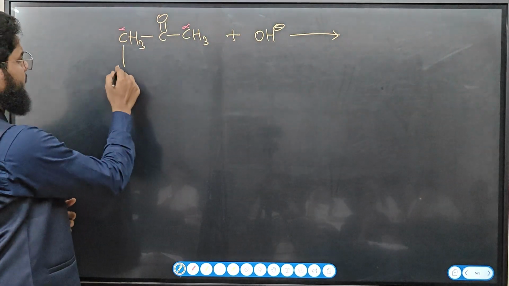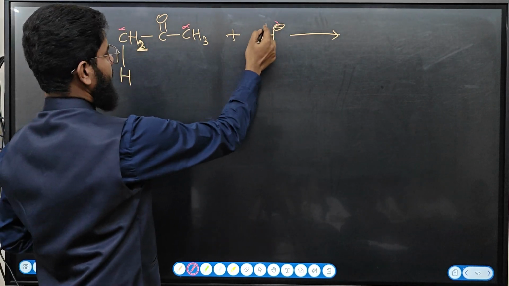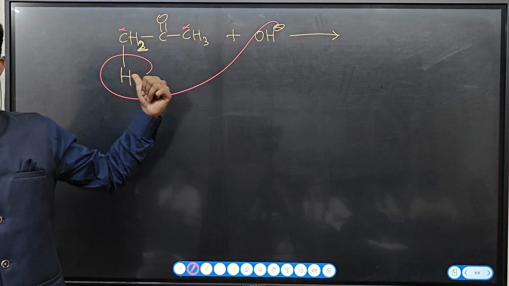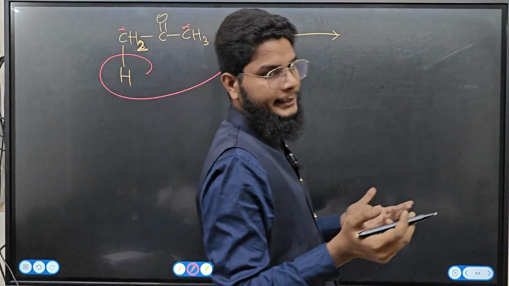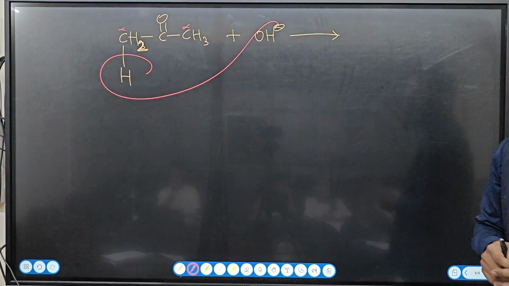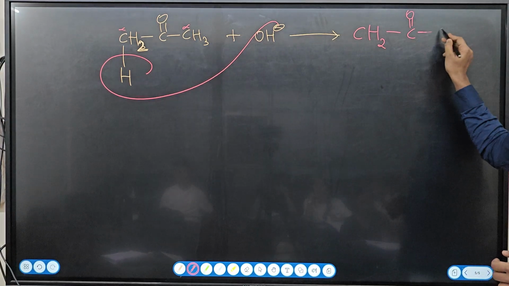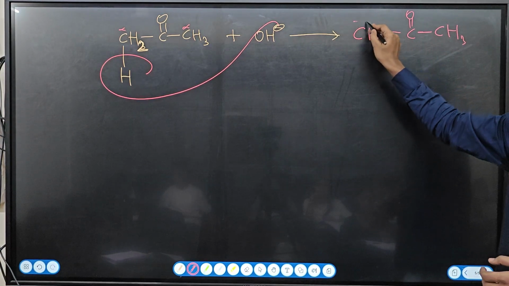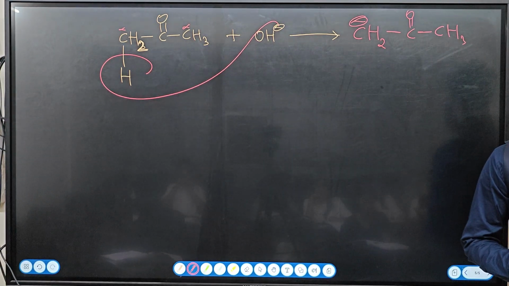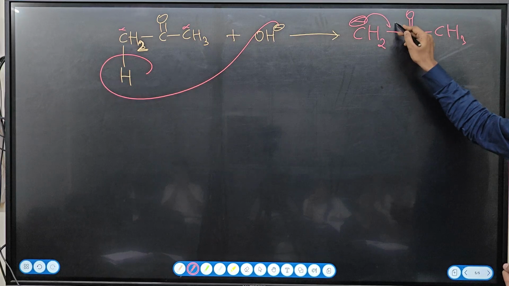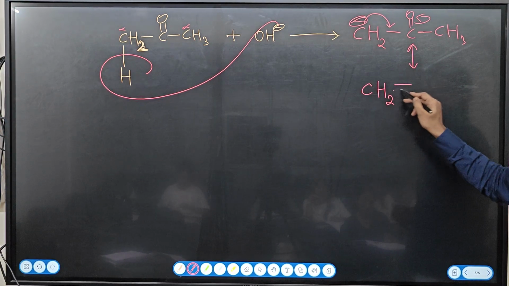Here, suppose we have chosen this alpha hydrogen, so this OH will abstract this hydrogen, right, and it will form an enolate ion, CH2 CO CH3, and negative charge will be there, and this negative charge is stabilized through resonance.